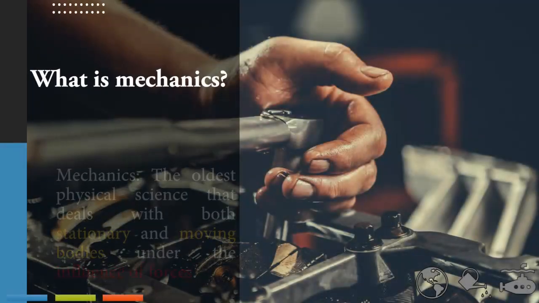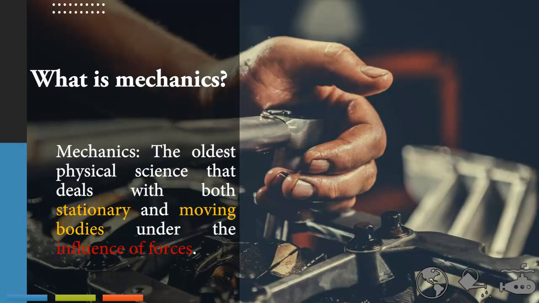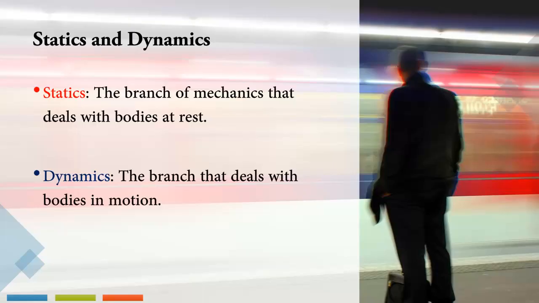After we define fluids, we can now define mechanics. So, what is mechanics? Mechanics is the oldest physical science that deals with both stationary and moving bodies under the influence of forces. Remember the word stationary and moving bodies. Under mechanics, we have two branches, namely, statics and dynamics. Statics is the branch of mechanics that deals with bodies at rest. On the other hand, dynamics is the branch that deals with bodies in motion.